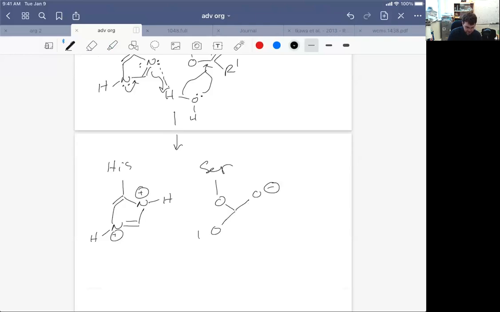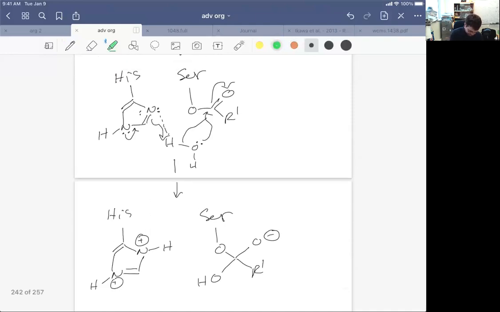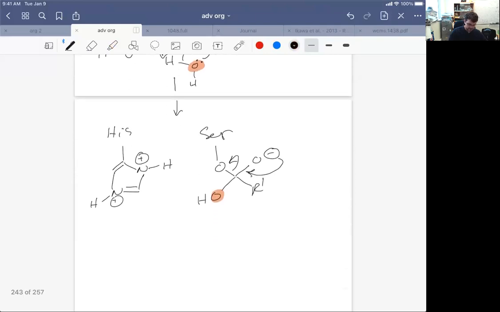Anyway, focusing on the task at hand, we now have a new tetrahedral intermediate as the H2O has added its nucleophilic oxygen to the acyl group to make a new tetrahedral intermediate, and the electrons can come down and kick off the oxygen on the serine residue. And that's one way to draw it.